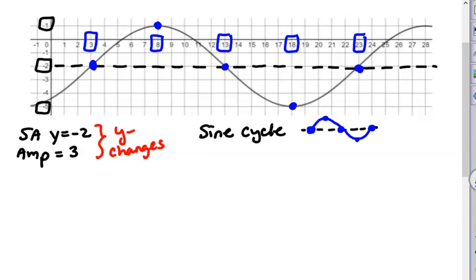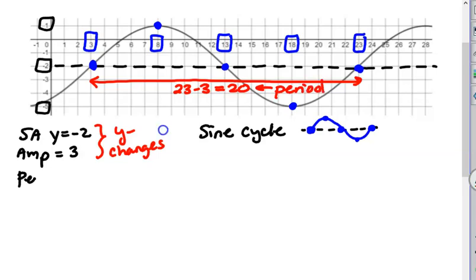Now, we need to find 2 pieces of information about the graph in the x direction. Number 1, the period. The period, of course, is the distance from the starting point to the ending point of the cycle. And the starting point in the x direction is 3, and the ending is 23. So if we do 23 minus 3, that equals 20. That's the period of the function. So I'm going to write down here, period is equal to 20.